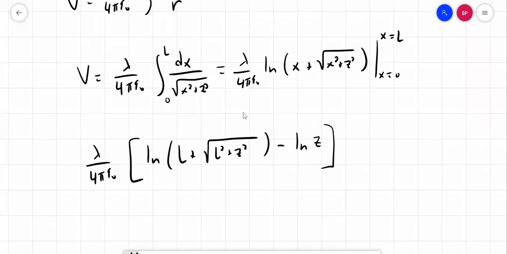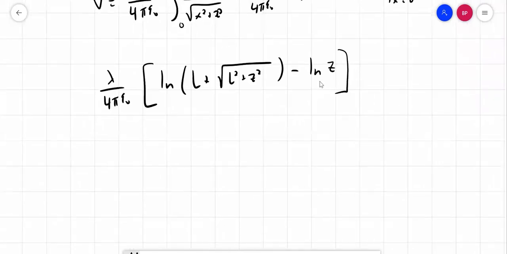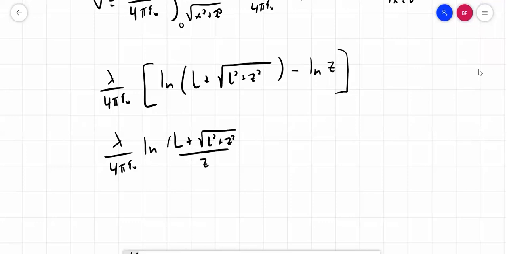All right, now we can combine these into a single log, where if you subtract logarithms, that's equivalent to the log of the division of the arguments. This is lambda over 4 pi epsilon naught times the log of L plus the square root of L squared plus z squared, all divided by z. Right? So this is our voltage at this point relative to infinity.